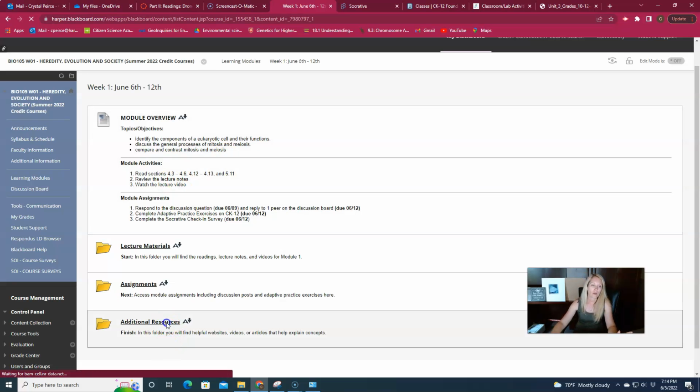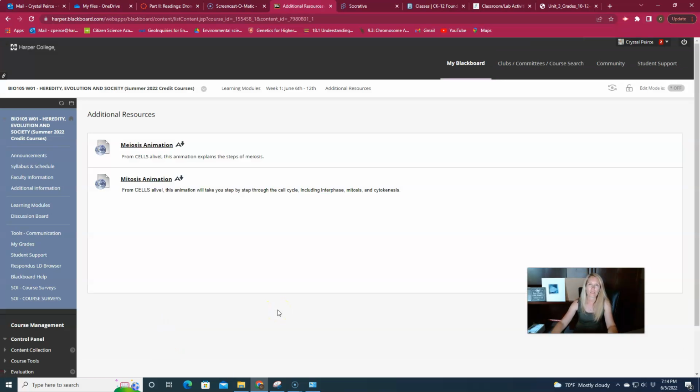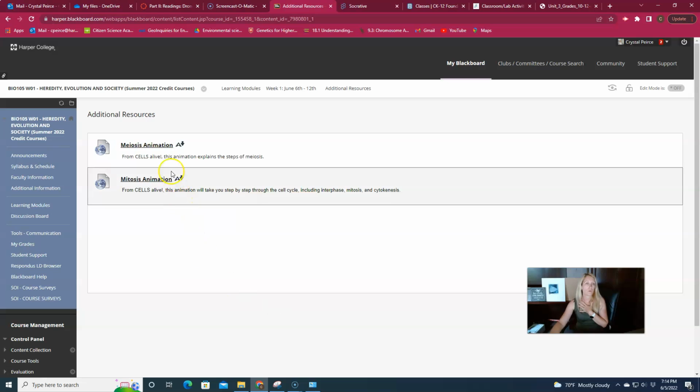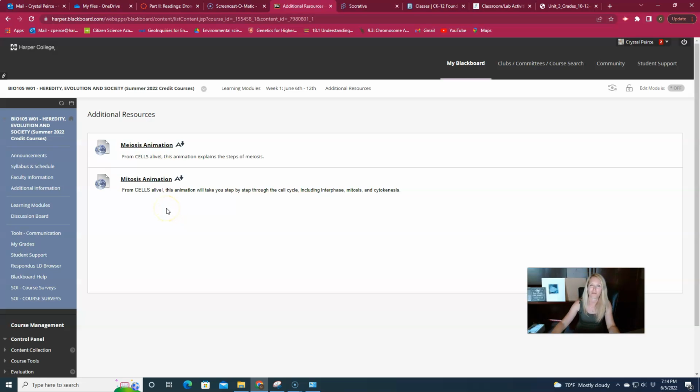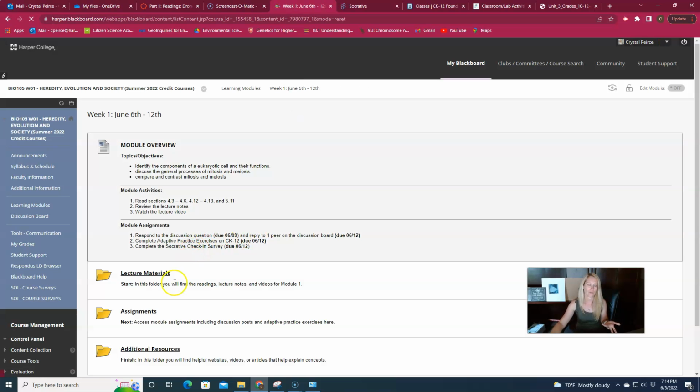The other thing I'll point out very, very briefly here is I always put in some additional materials, some additional resources that I find to be helpful. So this week I have animation websites from Cells Alive, which has been around for a long time, so you're probably familiar with it. But they have really good animations that help you understand the process of mitosis and meiosis and looking at the differences. So I think it's a good resource. That's why I like to include it here.